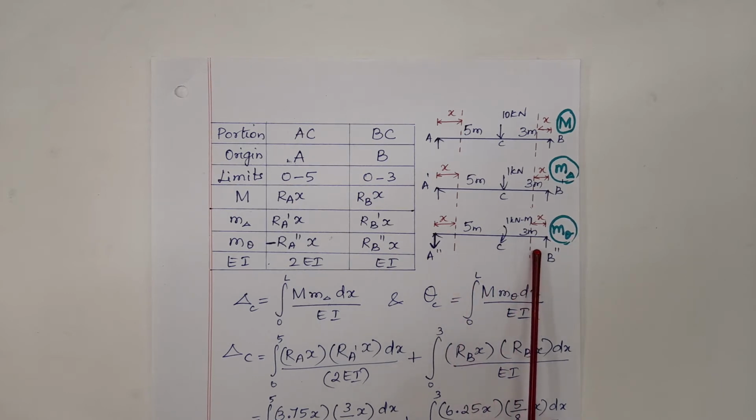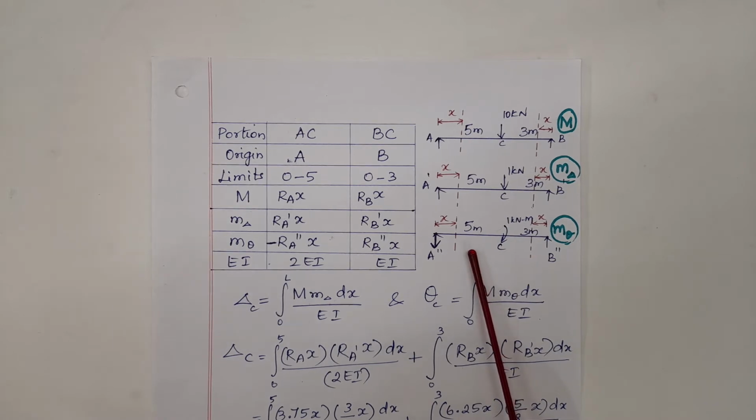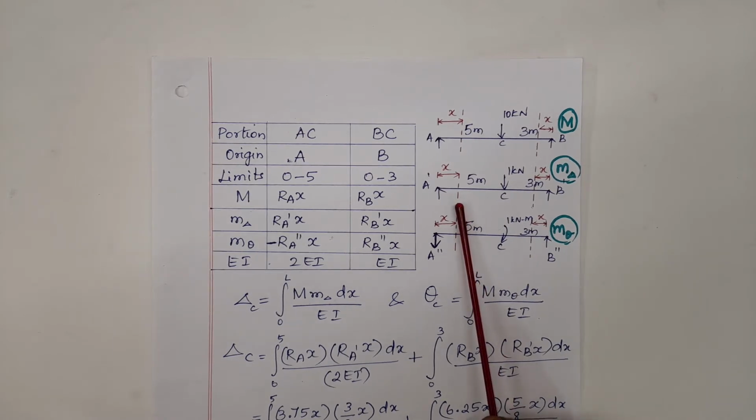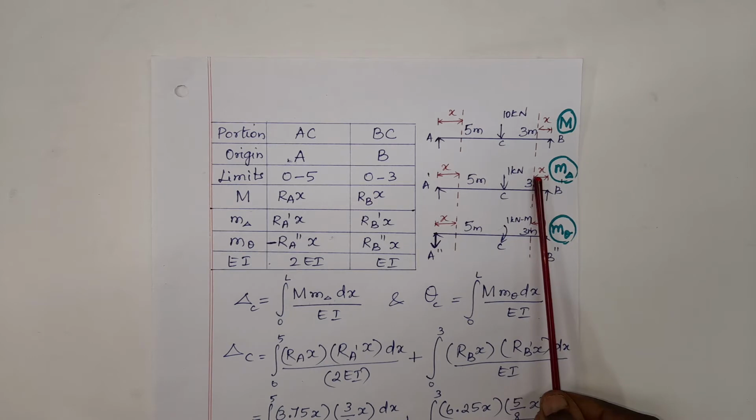Based upon the reactions and sections considered, I write the moment expression about each section. So in segment AC, a section is considered from A. In segment BC, the section is considered from B.